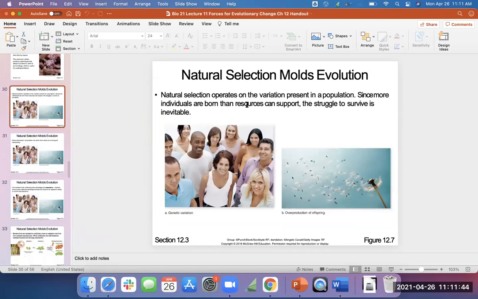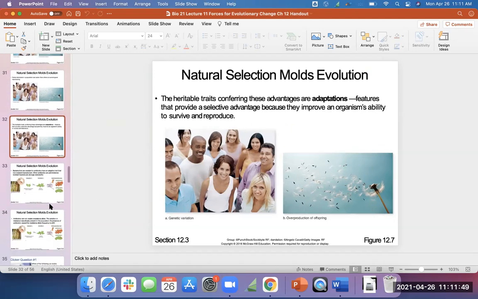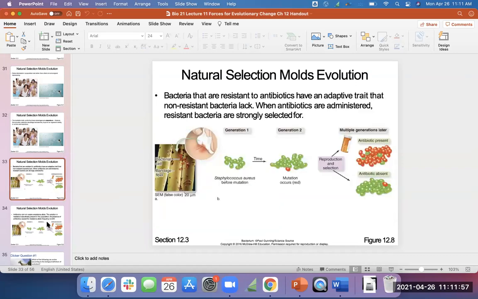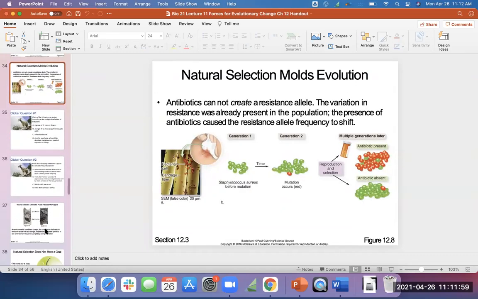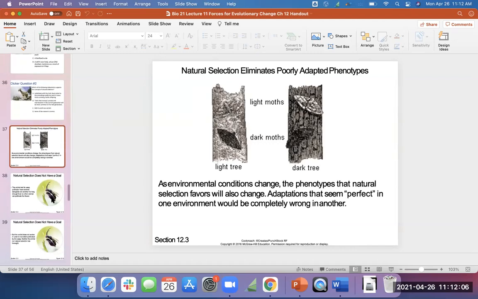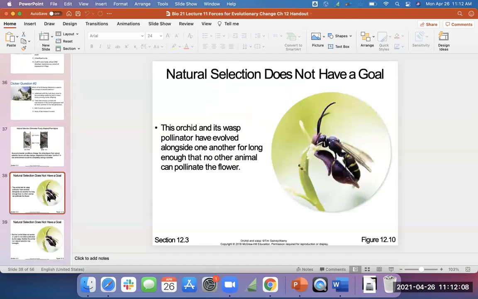So this is showing again variation, overproduction of the offspring, and all of that is leading to competition, then struggle for existence, then some genes get selected for, and then they get passed on. This is another antibiotic bacteria example for the same thing, another one for the peppered moth and light moth example. And then the term coevolution.